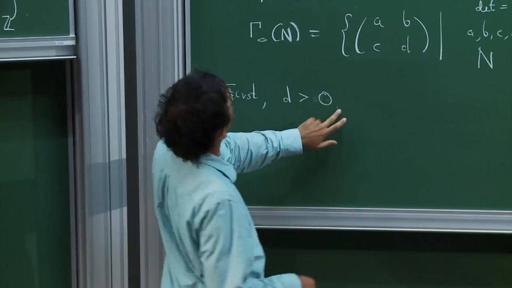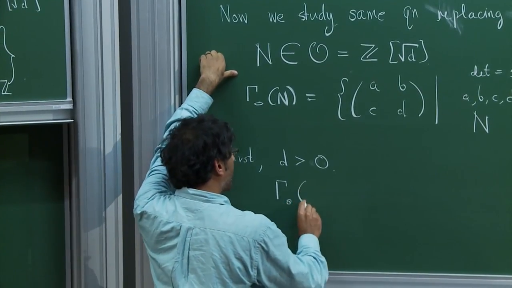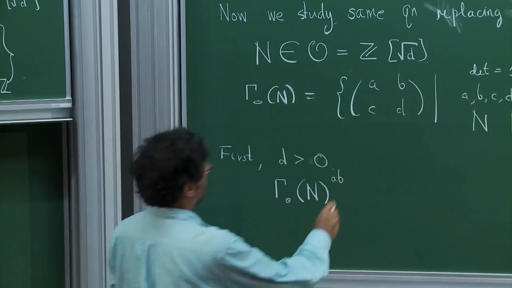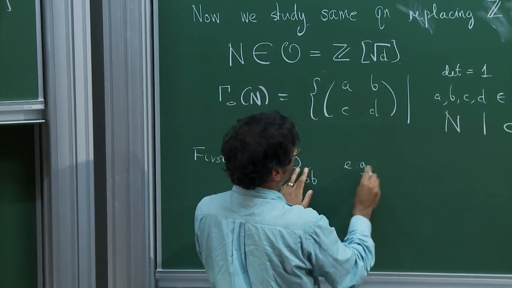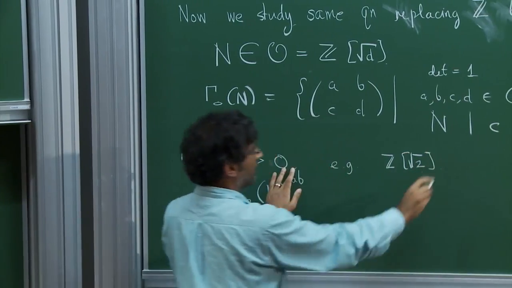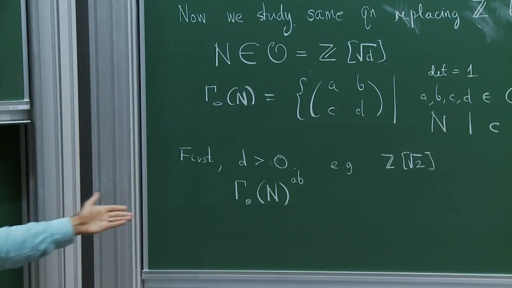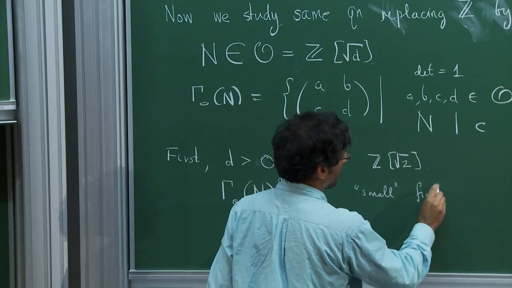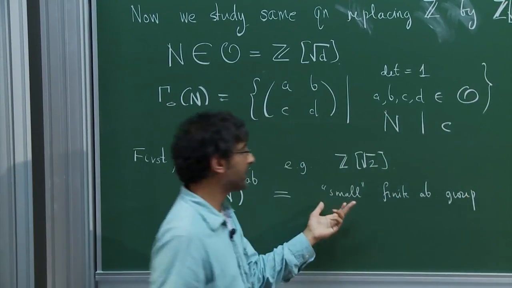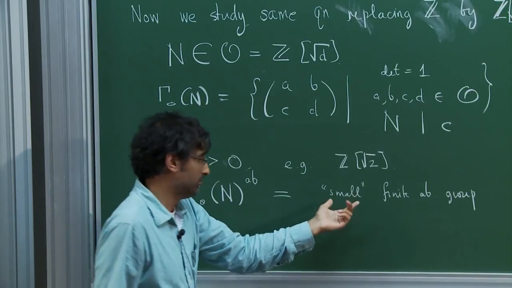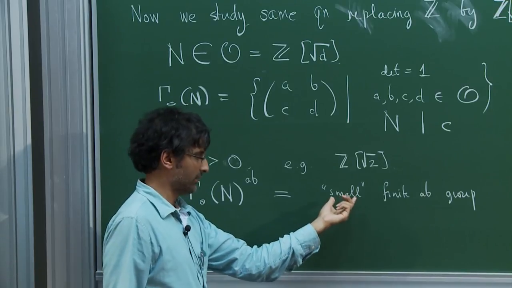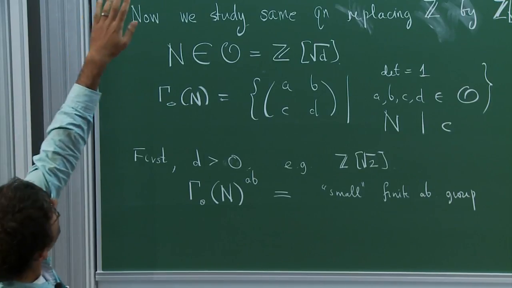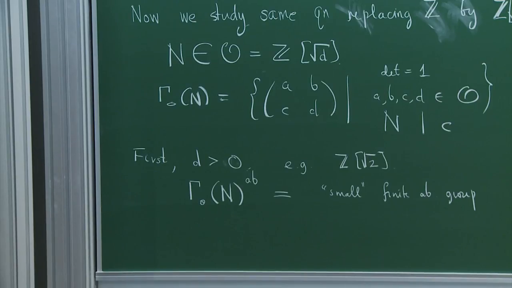Right, so first d bigger than 0. So again, I'll state this somewhat imprecisely and then explain it. What you will find if you do exactly the same thing for d bigger than 0, okay, so d should be square free, so for example maybe Z of square root 2, again I won't be entirely precise, but is that this is always a small finite abelian group. Let me not say exactly what small is, but I can give you some explicit bound. In fact, I can almost compute it in advance, but I can give some very explicit bound on what the size and the order of elements are in terms of n. First of all, it never happens in this case that you have these factors of Z. It's always a small finite abelian group.